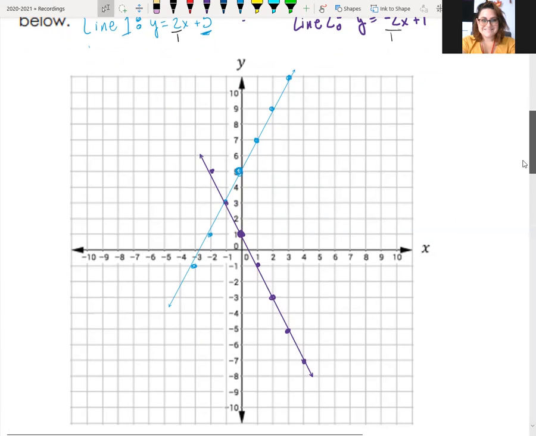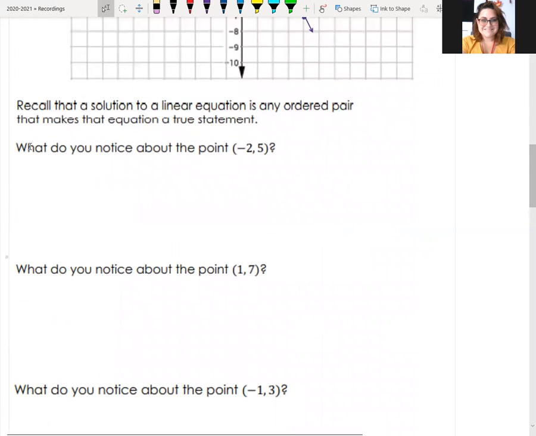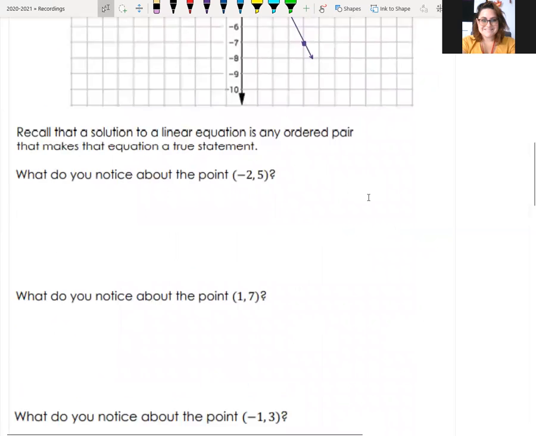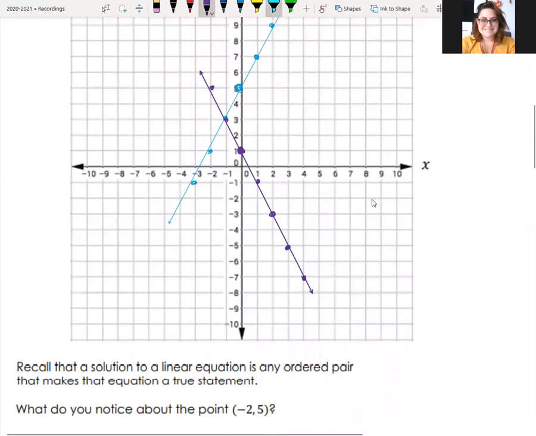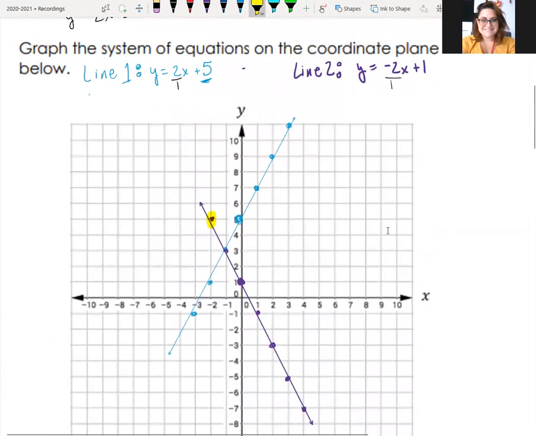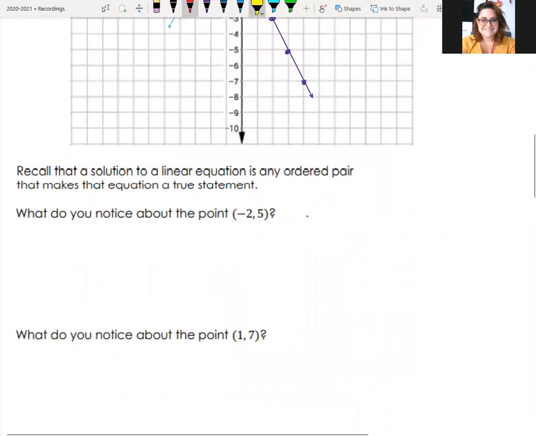Now, the next question is, what do you notice about the point -2, 5? So over -2, up 5 right here. Well, that is a solution for my purple line. And my purple line is line 2. So this is a solution for line 2.